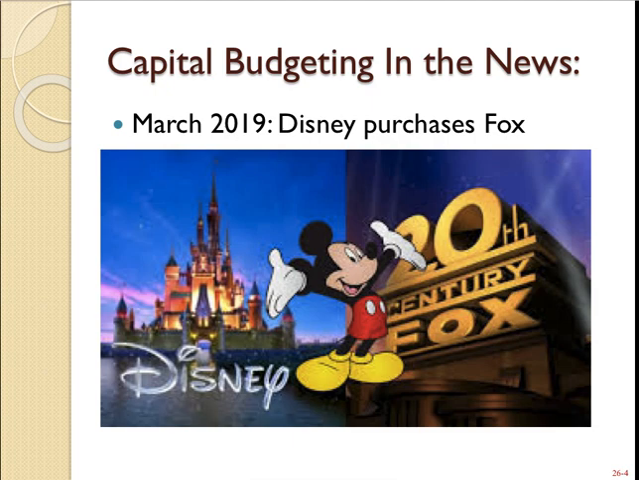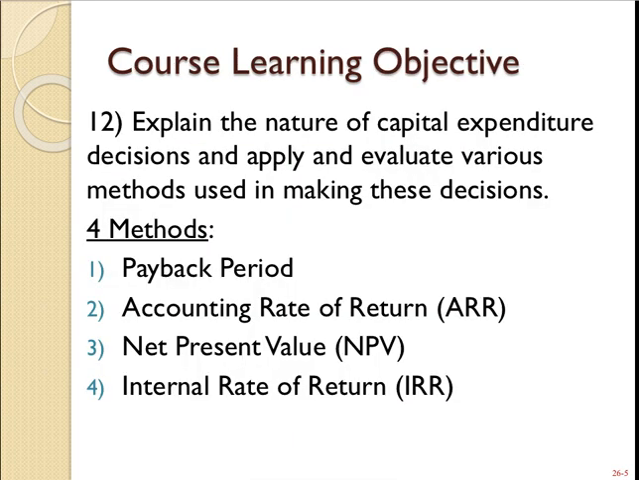So our course learning objective for this chapter is number 12 in our syllabus. It says explain the nature of capital expenditure decisions and apply and evaluate various methods used in making these decisions. So there are 4 different methods that we're going to be talking about in this chapter: payback period, accounting rate of return, net present value, and internal rate of return. I am going to be covering numbers 1 and 2 in this video. Numbers 3 and 4, because they are much more complex, I'm going to be discussing in class.